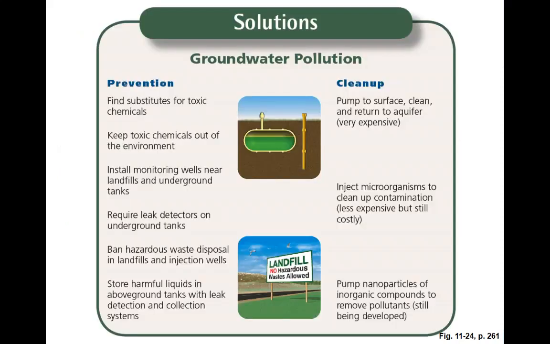So let's finish by taking a quick look at some solutions. One, we need to focus again on prevention, prevention, prevention, much better than cleanup. So find substitutes for toxic chemicals. If we have to use toxic chemicals, try and keep them out of the environment as much as possible. Let's install monitoring wells near landfills or underground tanks to help us get warning before things end up in the waterways. We need some leak detectors on our underground tanks so that if one of these underground fuel storage tanks ends up leaking, we know about it.